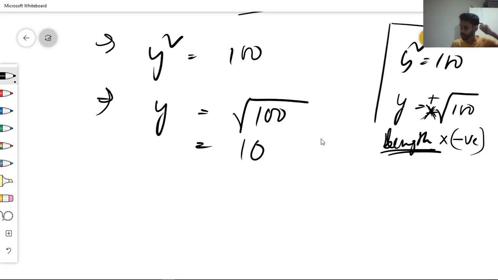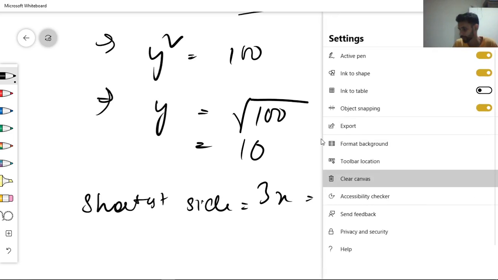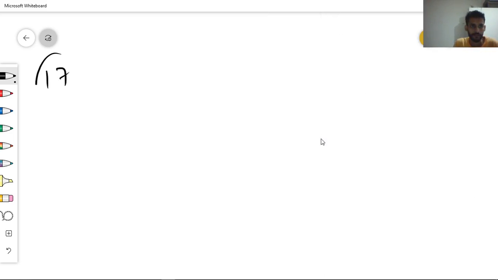Find the shortest side of this. The value is 10 we got, so the shortest side is 3x, that is 3 into 10, that is 30 centimeter. Okay, we got this part. Now question number 17.